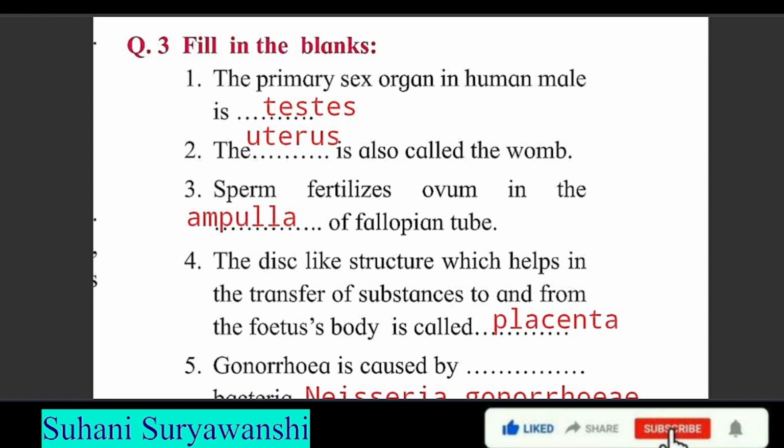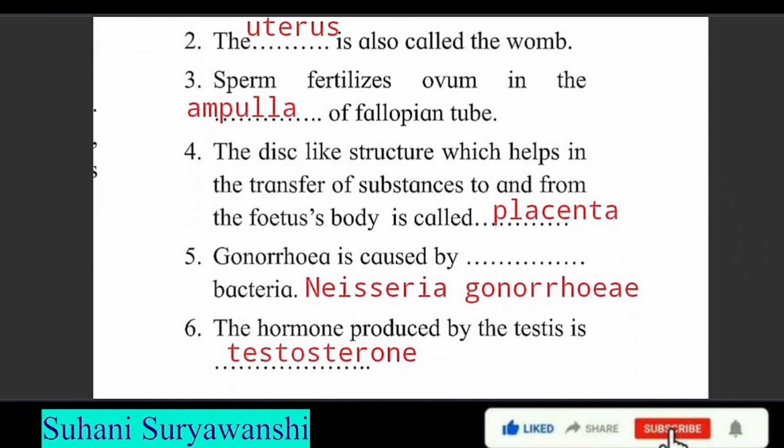Fourth, the disc-like structure which helps in the transfer of substances to and from the fetus body is called as placenta. Fifth, gonorrhea is caused by dash bacteria, and name of the bacteria is Neisseria gonorrhoeae. The hormone produced by testes is testosterone.